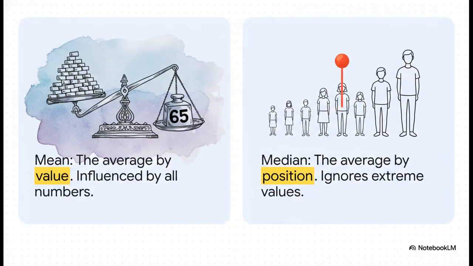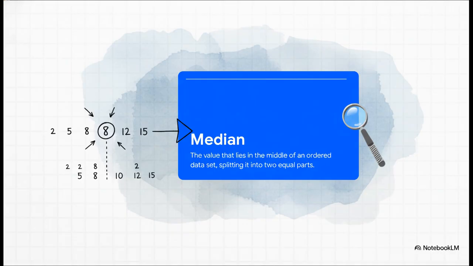Okay, so this is the absolute key difference you've got to remember. The mean is all about the value of the numbers. That 65 carries a ton of weight. The median, though, it's all about position. It couldn't care less how high or low the extreme numbers are, only where they sit in line. So with the median, the first thing you always have to do is line up all your data points in order from smallest to largest. The median is simply the number that's sitting smack dab in the middle of that line. Half the data is below it, and half the data is above it.